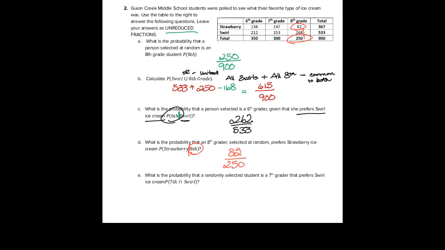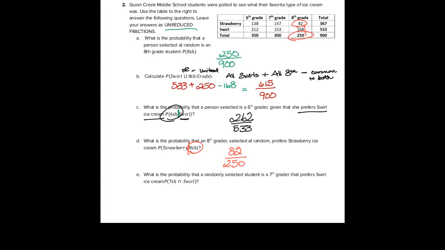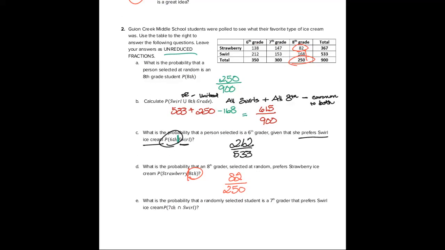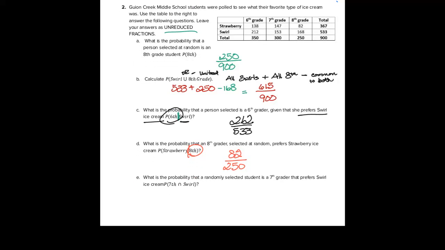Okay? Letter E, what's the probability that a randomly selected student is a 7th grader that prefers swirl ice cream? That's an and statement. So it's not conditional. So that means I know right away my denominator is going to be what?